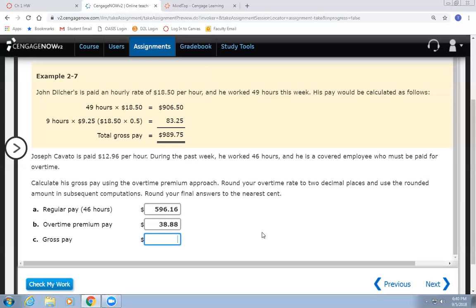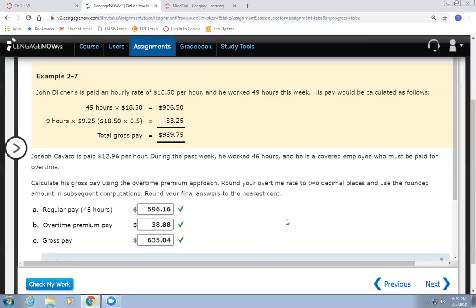And then to get to gross pay, we're just adding up the regular plus the overtime premium. So it should be $635.04. Again, it doesn't matter, the other way would be 40 hours times $12.96 and 6 hours times $12.96 at 1.5 times the rate. Either way, you get to the same gross pay. It's just a different way of getting there. So if you see the word overtime premium approach, that's what that means. Any questions on that one? All right, well, we'll move on to the next one.